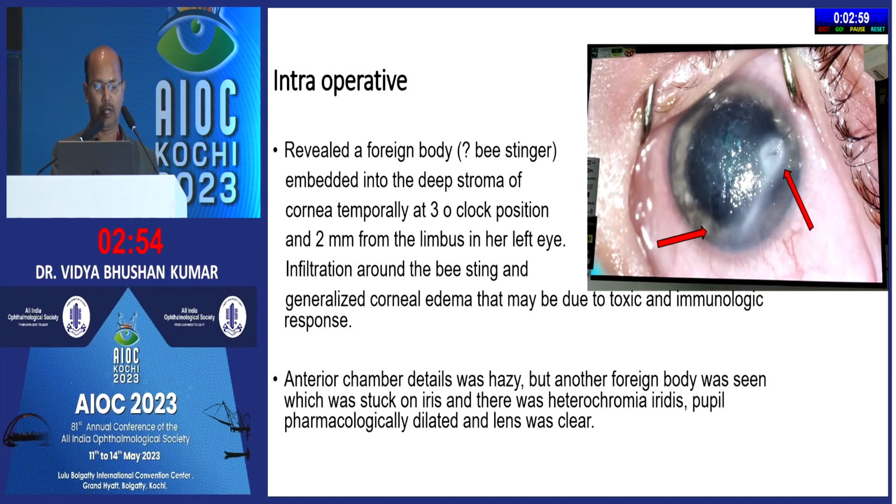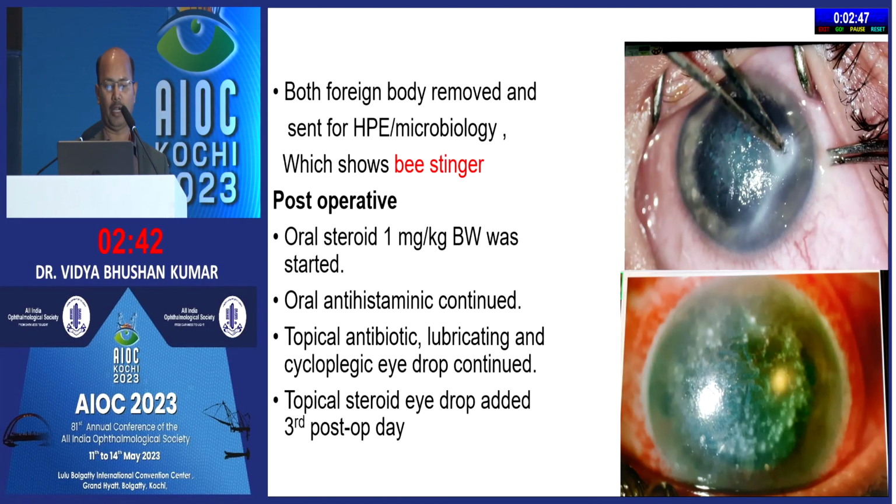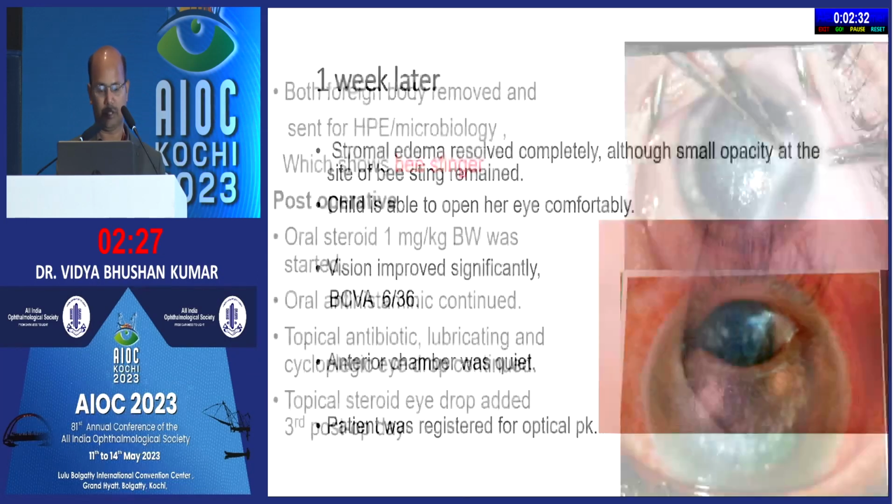The anterior chamber detail was hazy, but another foreign body was seen stuck in the iris, and there was heterochromia iridis. The pupil was pharmacologically dilated, and the lens was clear. Both foreign bodies were removed and sent for histopathology and microbiological examination, which showed the bee stinger. Post-operatively, oral steroid was started, with oral antihistaminic and topical antibiotic, lubricating and cycloplegic eye drops. Topical steroid was started after 3 days post-op.